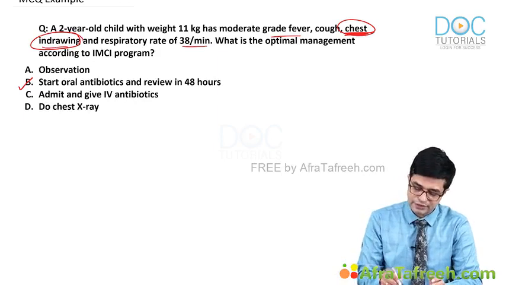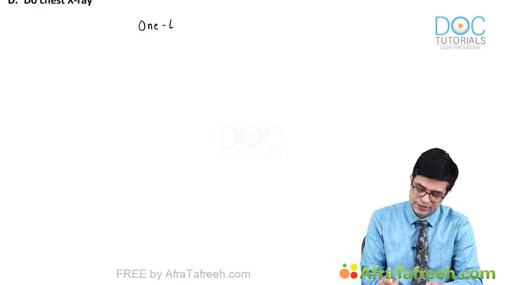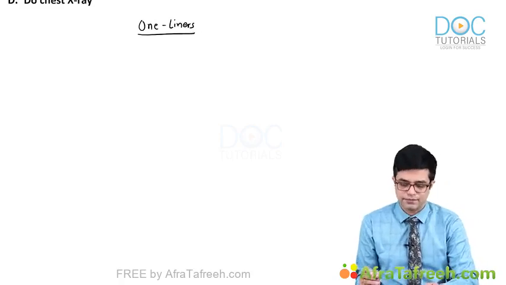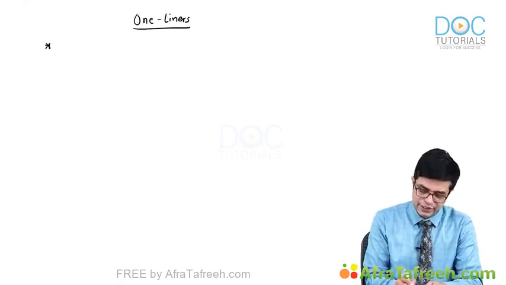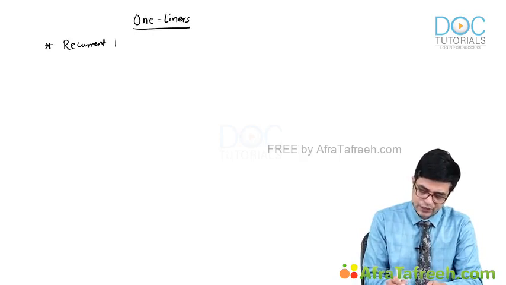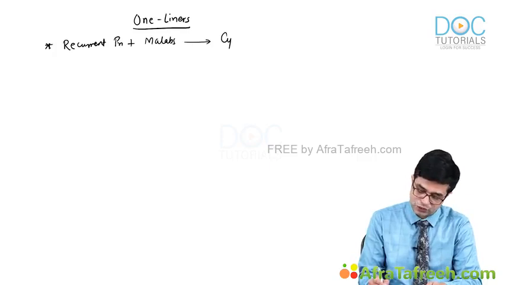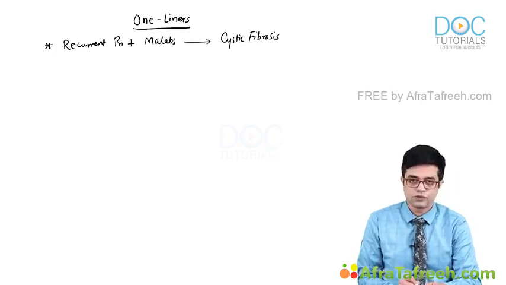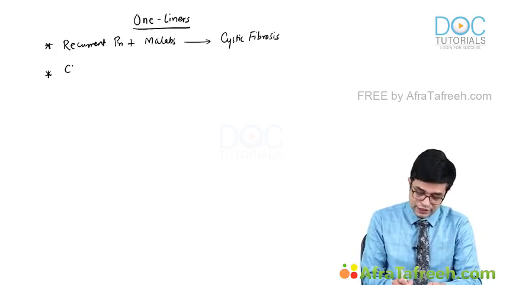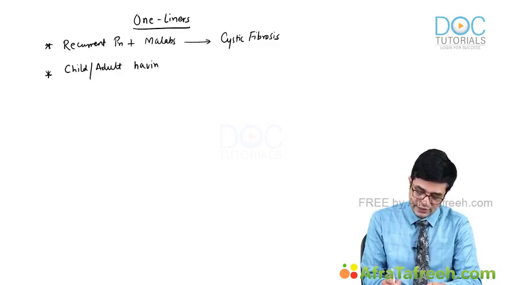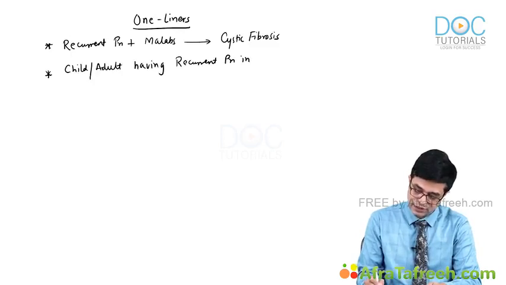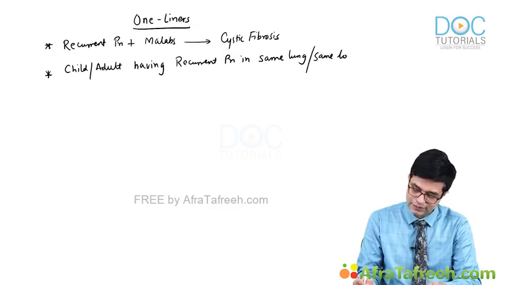Lastly, let us discuss some miscellaneous one-liners which can be asked in the exam. The first one-liner is, any child having recurrent pneumonia with malabsorption, what will you think of? You will think of cystic fibrosis, right? Another one: any child or even adult having recurrent pneumonia in the same lung or same lobe. It can come as a case.